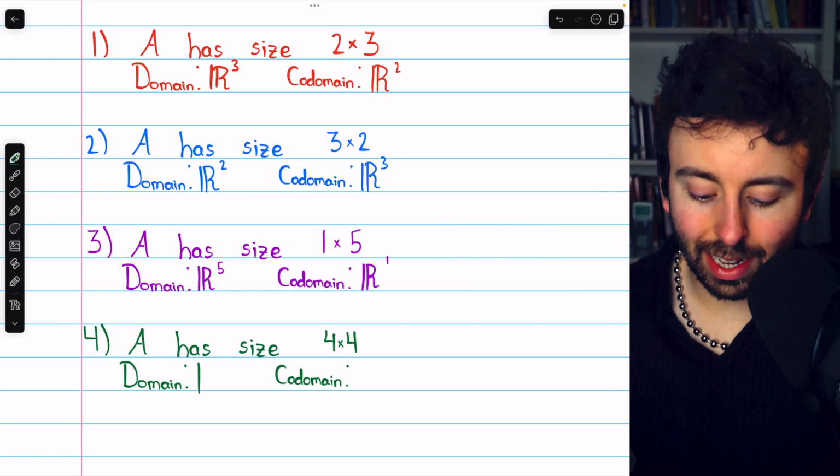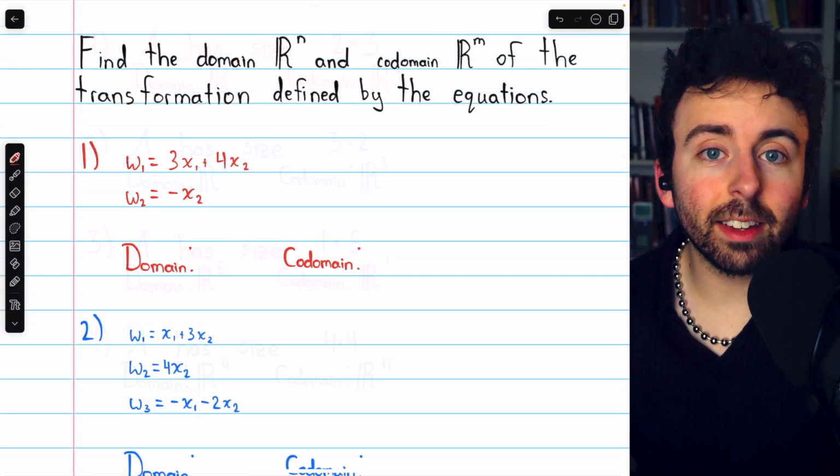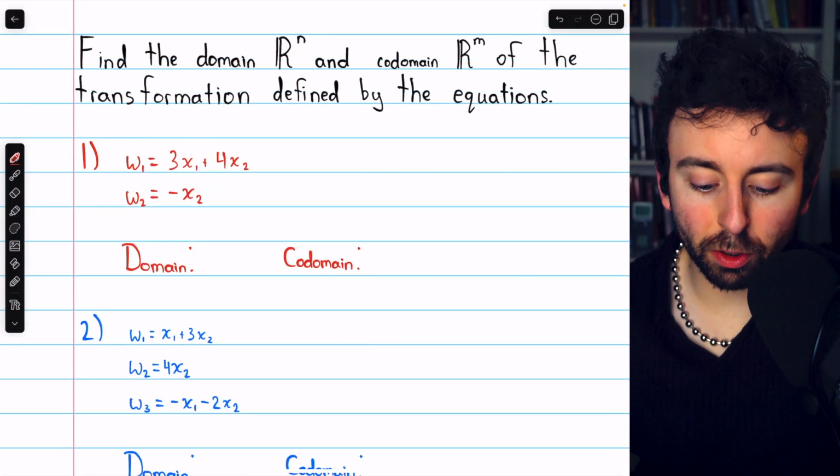Finally, number 4, the standard matrix has dimensions 4 by 4. That's an easy one. The domain is R to the 4, and the codomain is R to the 4 as well. In this next set of problems, we're given the transformation equations.